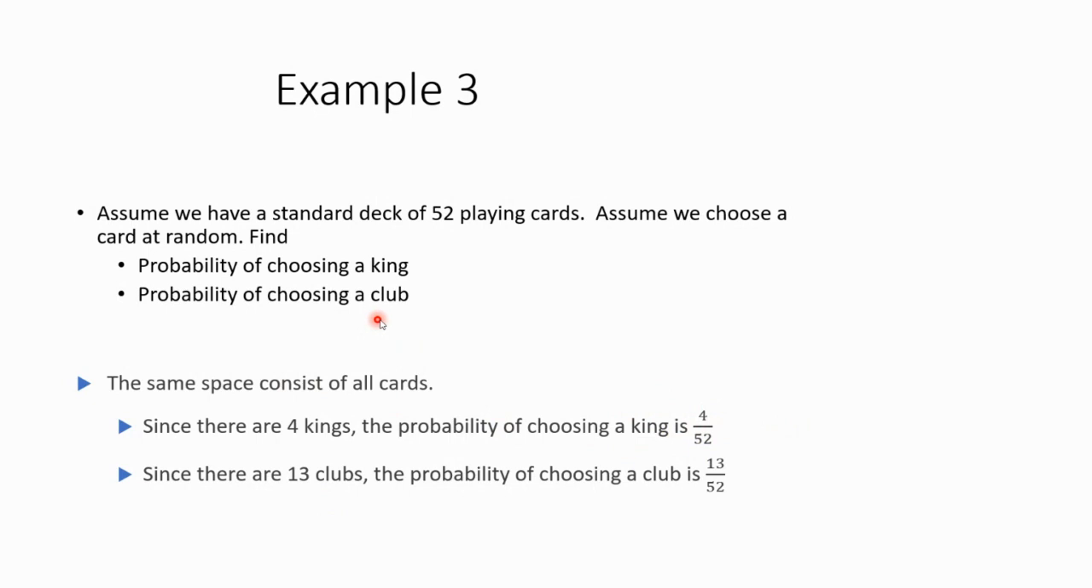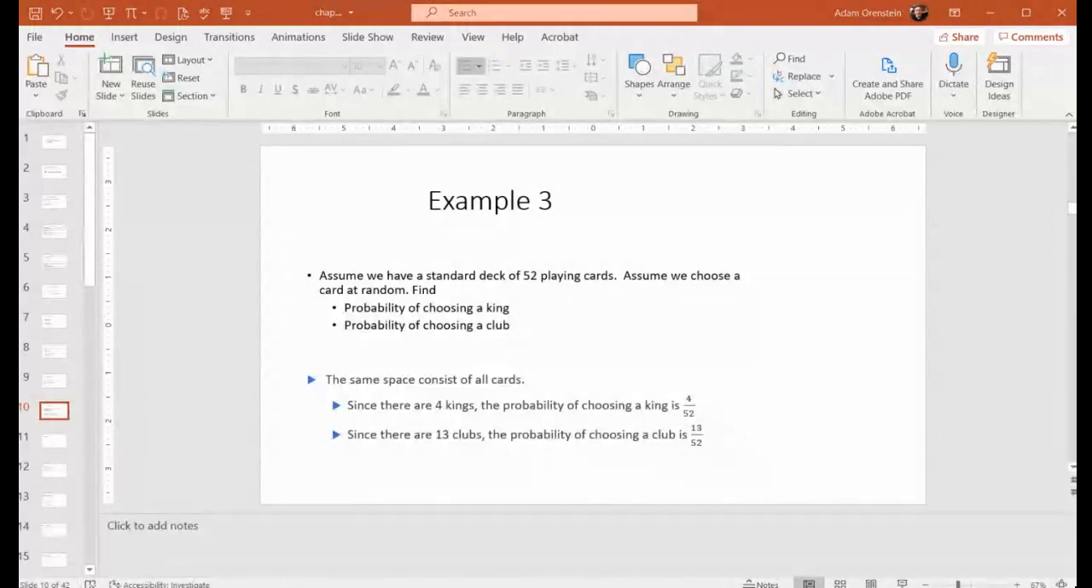What about choosing a club? That is a card from the suit of clubs. Each suit has 13 cards. So there are 13 cards from the suit of clubs. So the probability then of choosing a club would be 13 out of 52. Again, how many ways can we choose a card from the suit of clubs? 13. How many cards are there altogether? 52. So there's 13 out of 52. That's the probability.